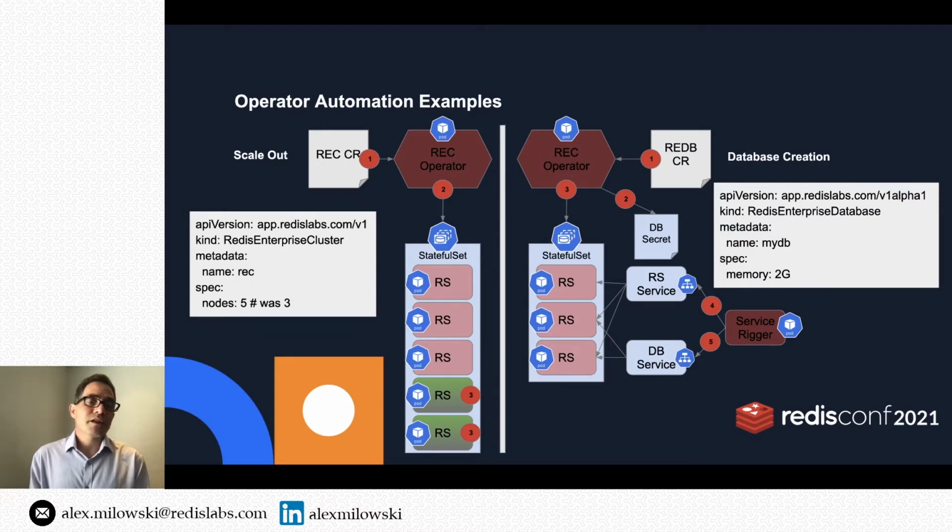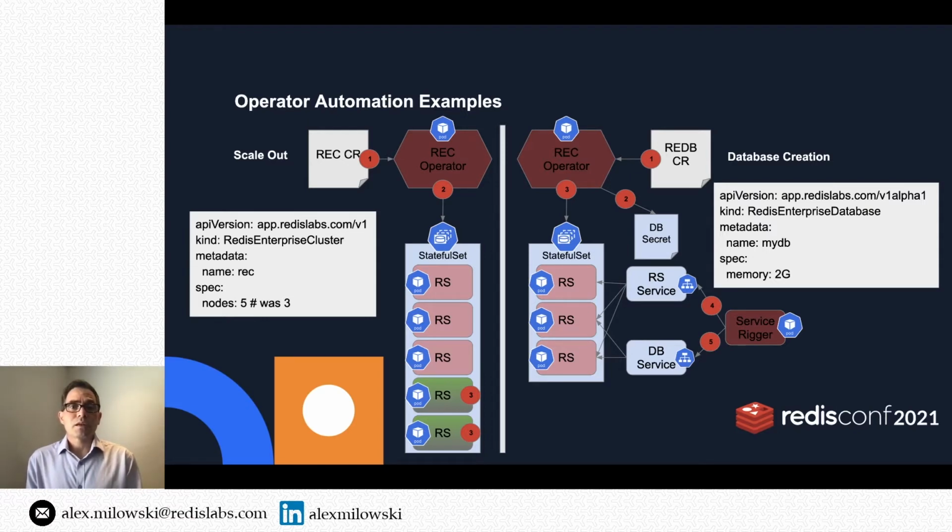So on the left-hand side, you'll see that there is a small little bit of YAML. That is what a Redis Enterprise cluster resource looks like. And at the bottom, I've changed the nodes to 5. It was 3. And the number of nodes in the cluster is represented in a stateful set here. And so when the operator discovers this change, it goes and talks to the stateful set and changes the number of the replicas from 3 to 5.